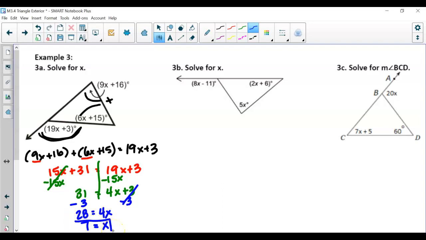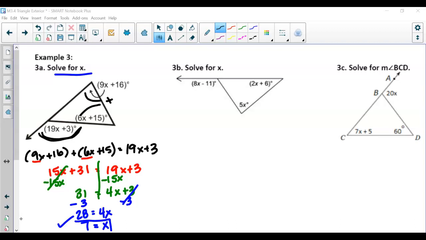Is this our final answer? Yes, because we're just solving for x. So again, it's all the same concept, right? So making sure to add those two interior if they are the remote, the opposite from your exterior. So go ahead and pause the video and try 3B and 3C and make sure that you answer the question that's being asked.